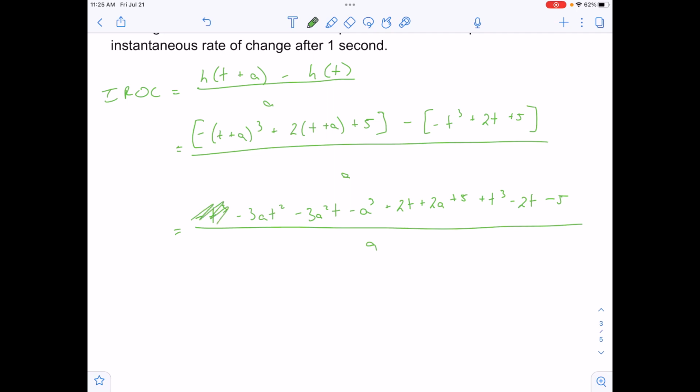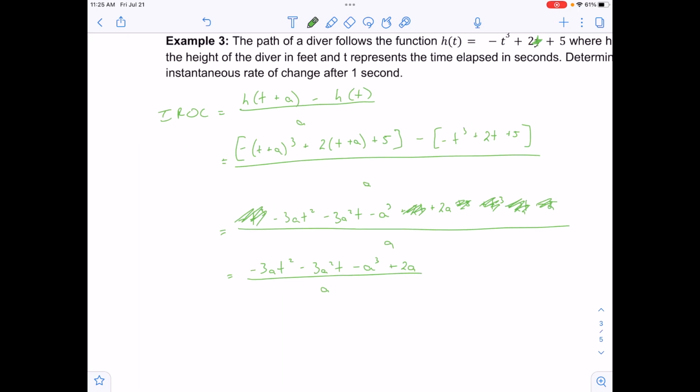I have a negative t^3 and a positive t^3. I've got a positive 2t, a negative 2t. Positive 5, negative 5. Okay, we're confirming here that every term left over has an a. That means that you've done it right, because we know that we've got to factor that out. Okay, -3at^2 - 3a^2t - a^3 + 2a, all divided by a.